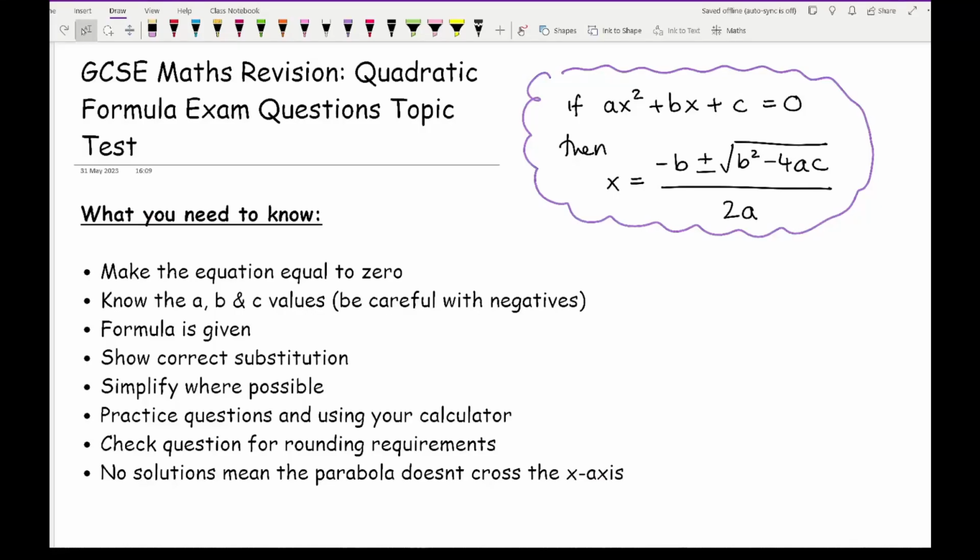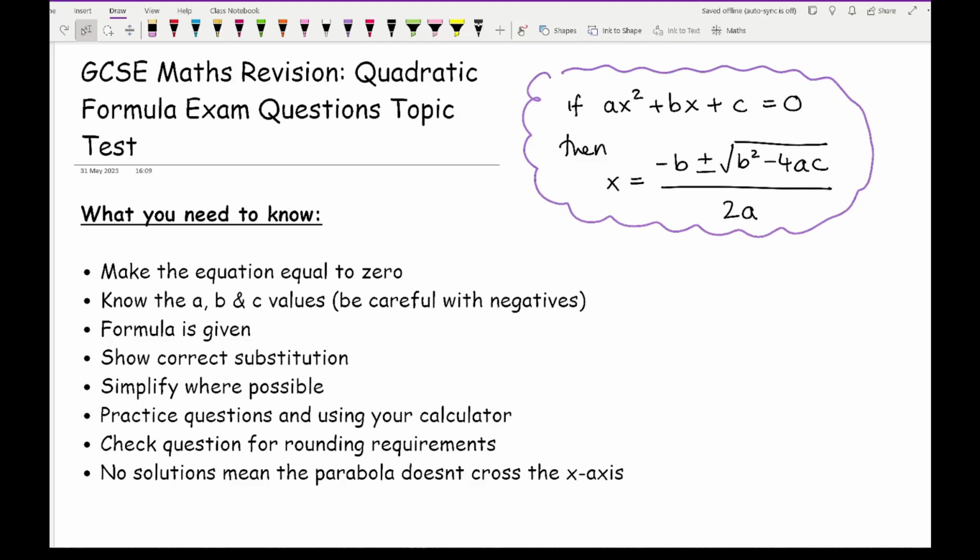Now, before we get started working through some questions, let's just have a quick overview over what it is you need to revise when studying quadratic formula questions. The first thing is that when solving any quadratic equation, you need to make sure it's equal to 0, and using the quadratic formula is no exception. So always make sure it's equal to 0.